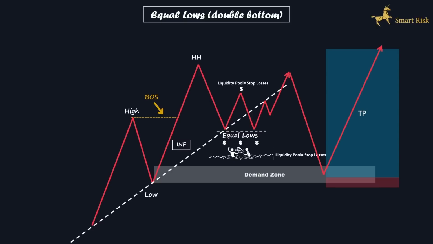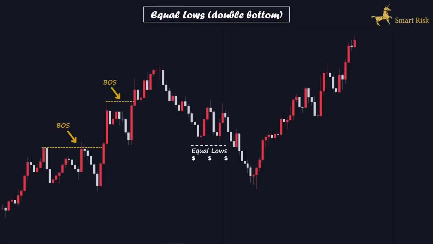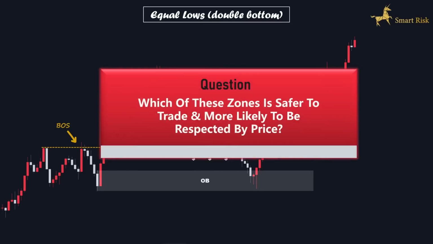Now let's see an example. Here we have an uptrend where price has formed bullish breaks of structure. Within this context, we can identify these two potential demand areas where the price could potentially reverse and continue its bullish trend. However, the key question is, how can we determine which of these zones is safer to trade and more likely to be respected by price?